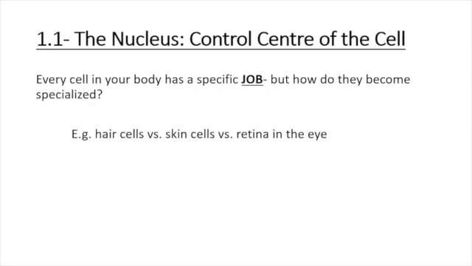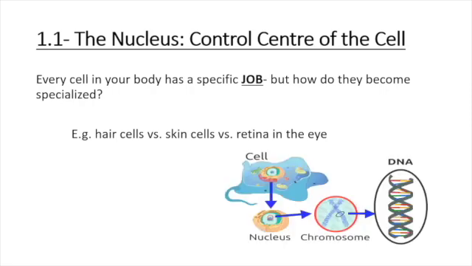Okay, so every cell in your body has a specific job. Obviously, a hair cell is different than a skin cell, is different than cells in the retina of your eye. So once again, throwback to grade 8, that's the very back of your eye. Obviously, these cells are different, but how do they become specialized? How do they do different things?